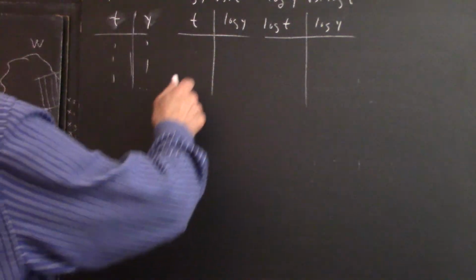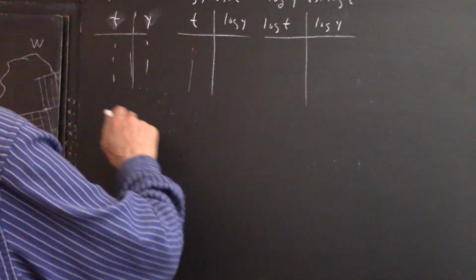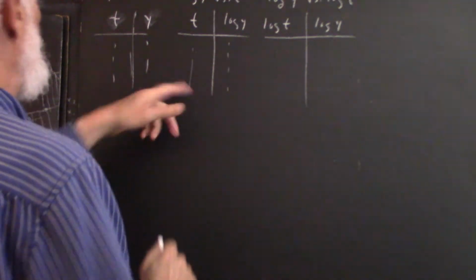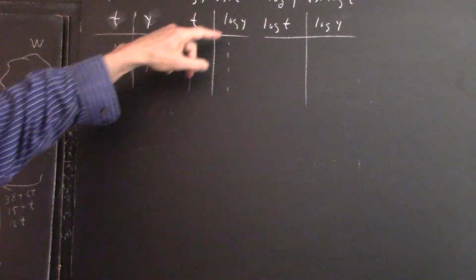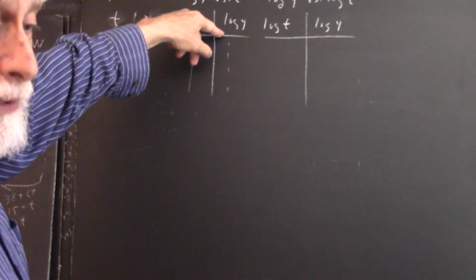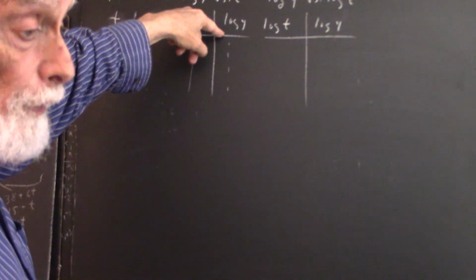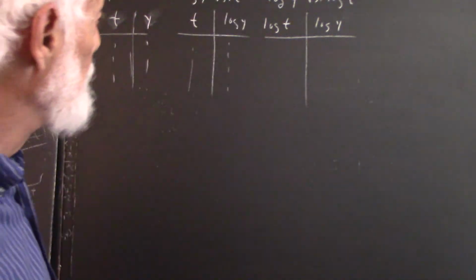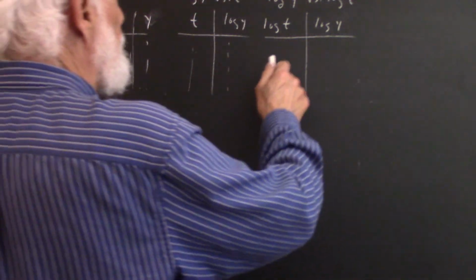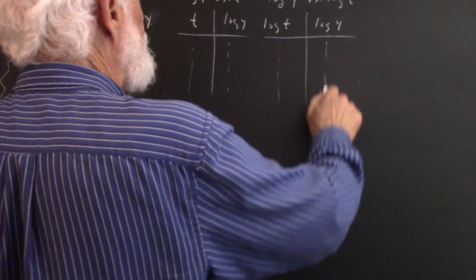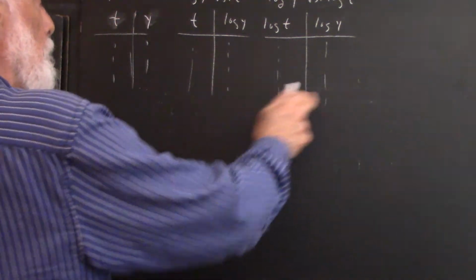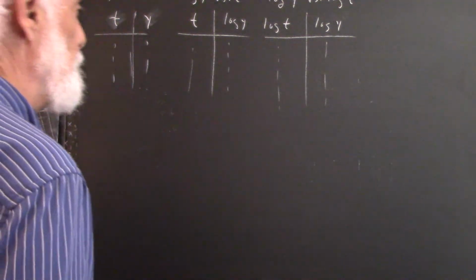Okay, so you fill in the t, same as they are here, and you fill in the log of y. You take the logs of all these. Could be your base 10 log, use your log key in your calculator. Could be natural log, it's not going to matter. Okay, over here, you do the same thing, except you do log t. So you do log y versus log t.